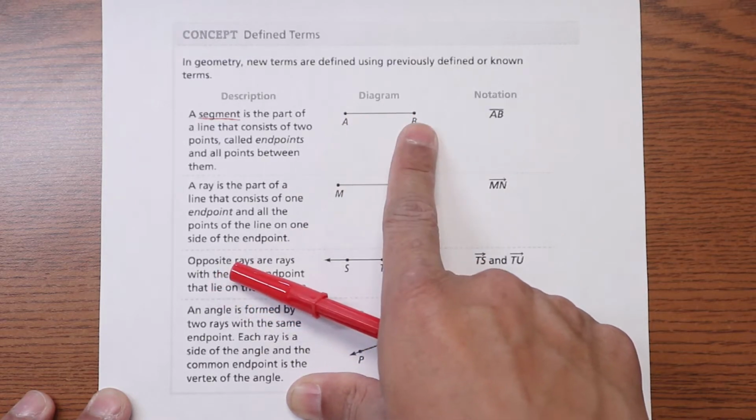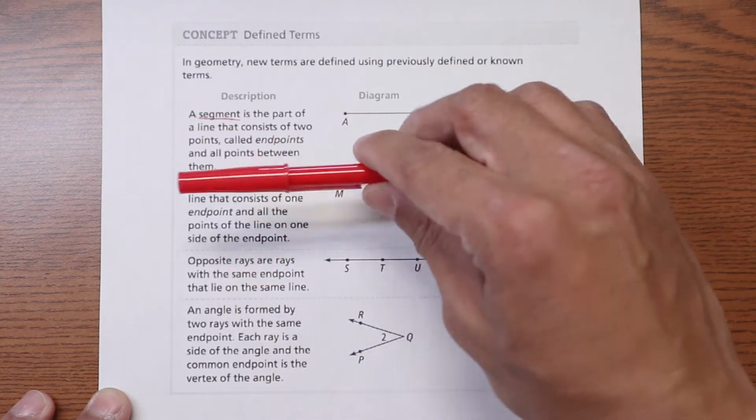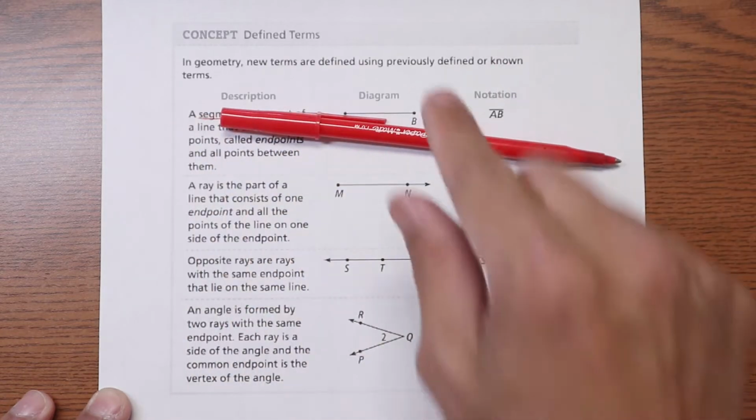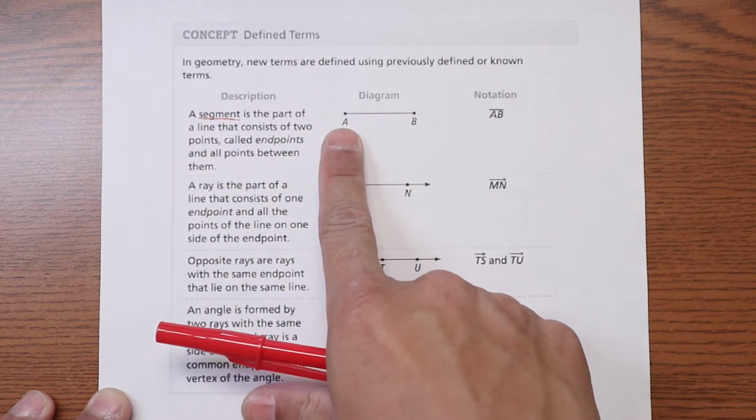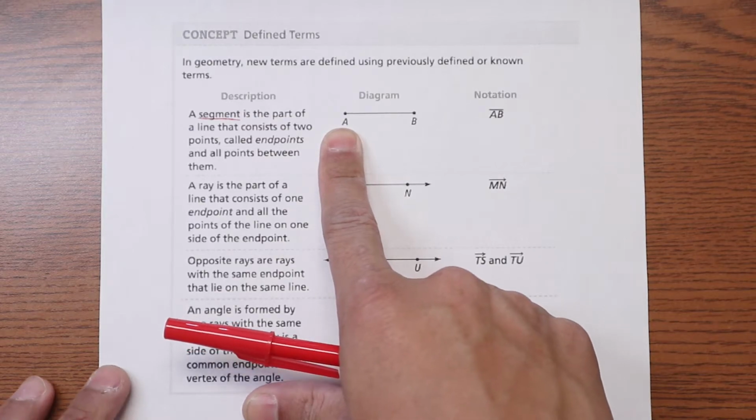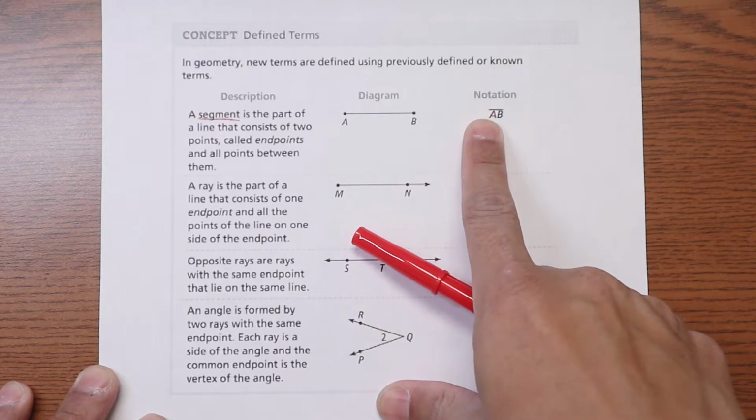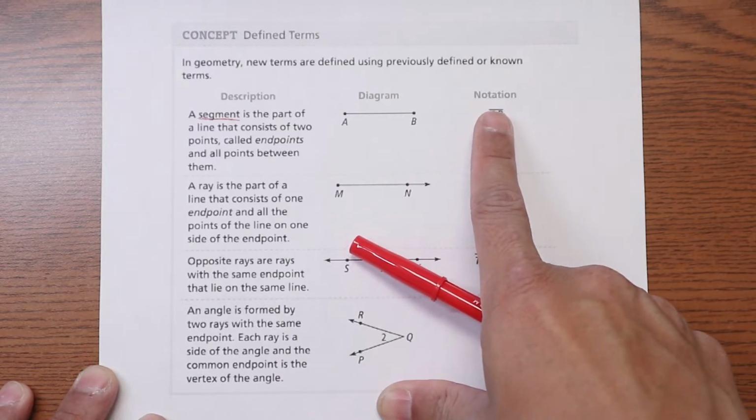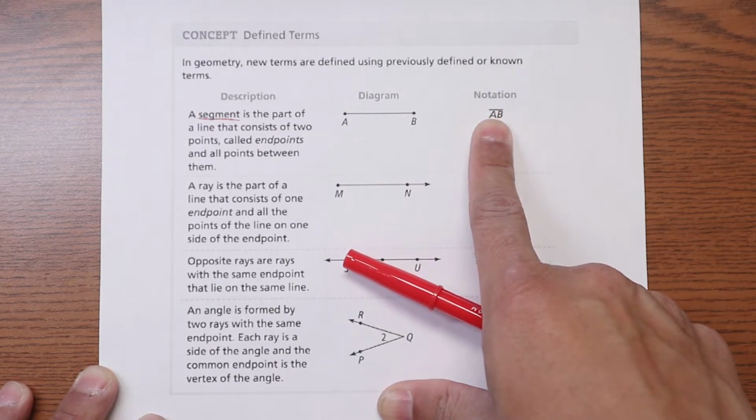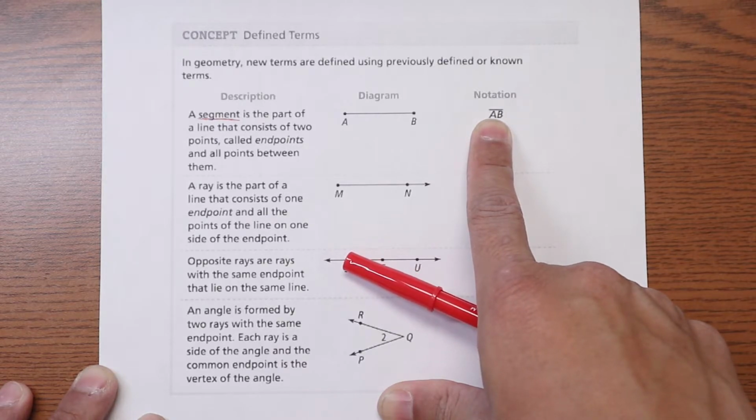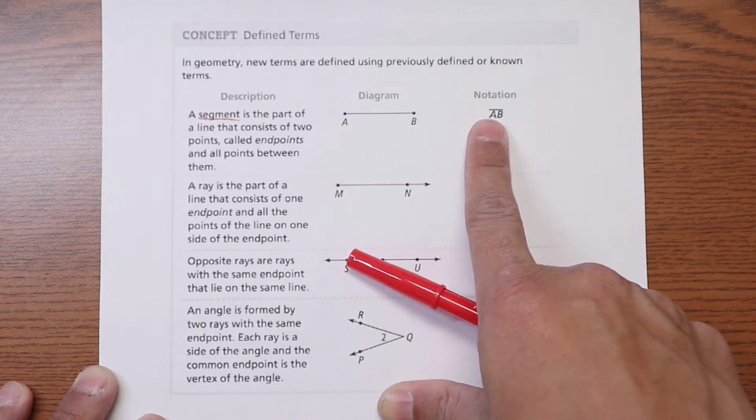So this is a segment which has an ending, kind of like this pen right here. It has an end. And we're going to use 2 letters, 2 points to indicate a segment. And for notation, we use 2 letters, A, B, or BA, with a segment symbol on top of the 2 letters.